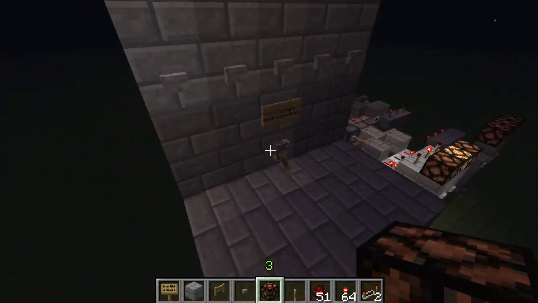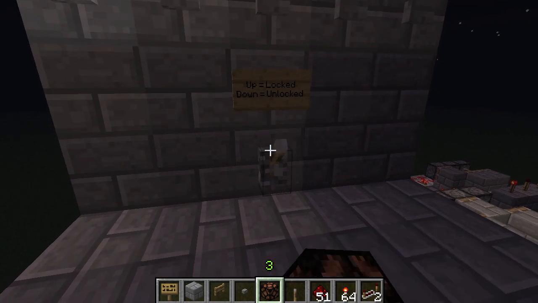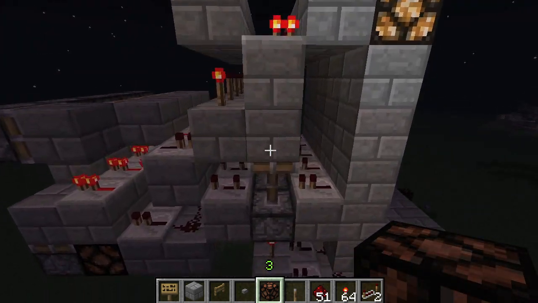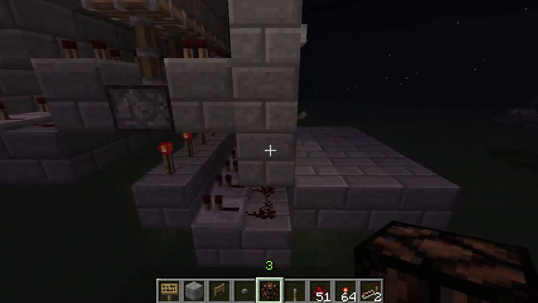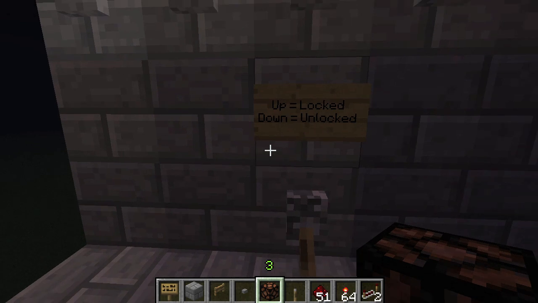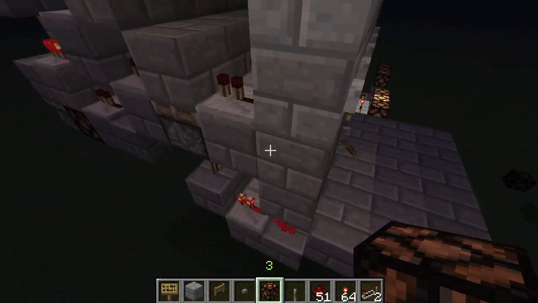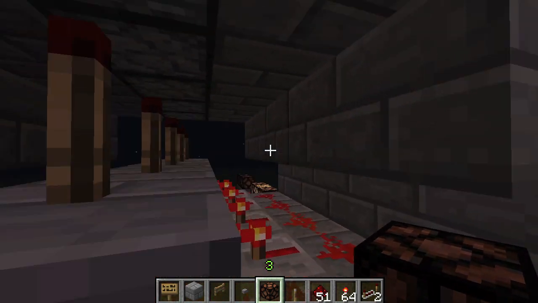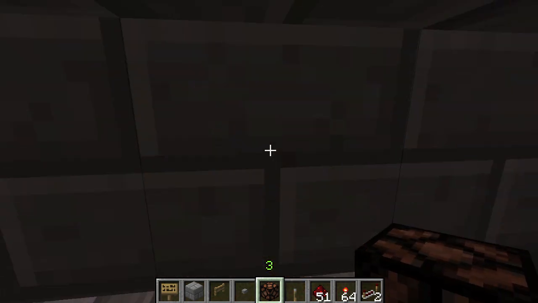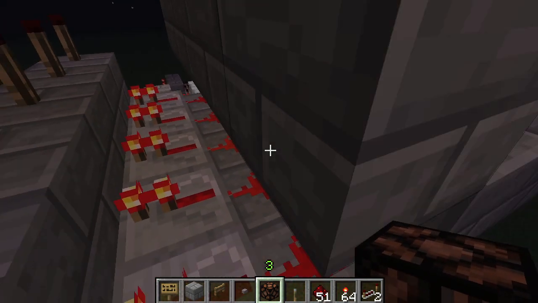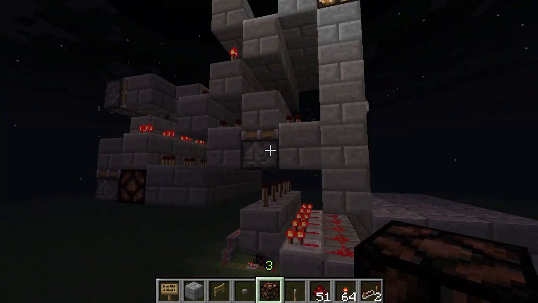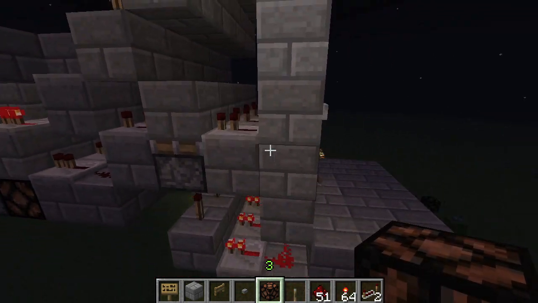Now, the other thing is we have this locking mechanism. And it's pretty basic. It's a little bit more understandable than the whole selector idea. But as you can see, when this is down, right, it's unlocked. So the sign here says down is unlocked, so it's unlocked. And when it's unlocked, the lever is actually right underneath this, on top of one of these blocks right here. And it powers this entire redstone line and all these repeaters, which turns off these torches here, and it allows the monostable circuit to work.